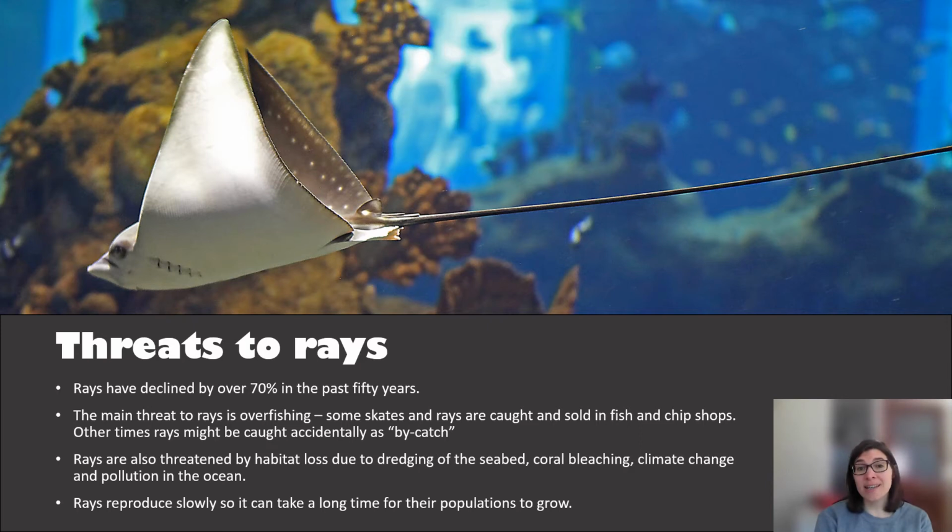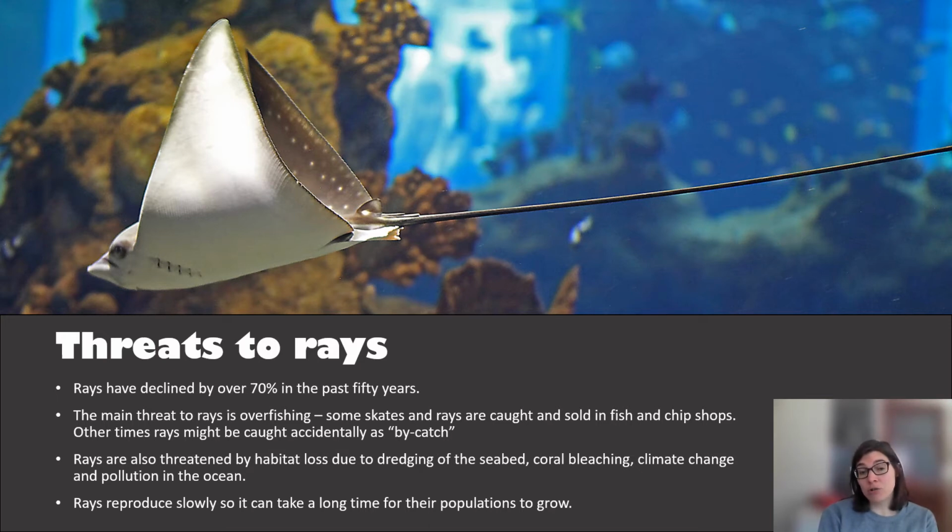So unfortunately, like a lot of our ocean species, rays are threatened. So ray populations have declined by over 70% in the last 50 years. That's really a large amount. And some of the main threats to rays are overfishing, for example. This is when we're catching too many rays and they can't replace their population fast enough.